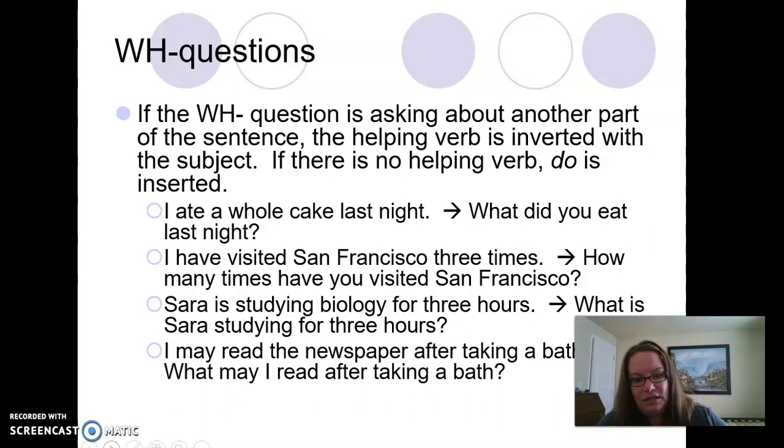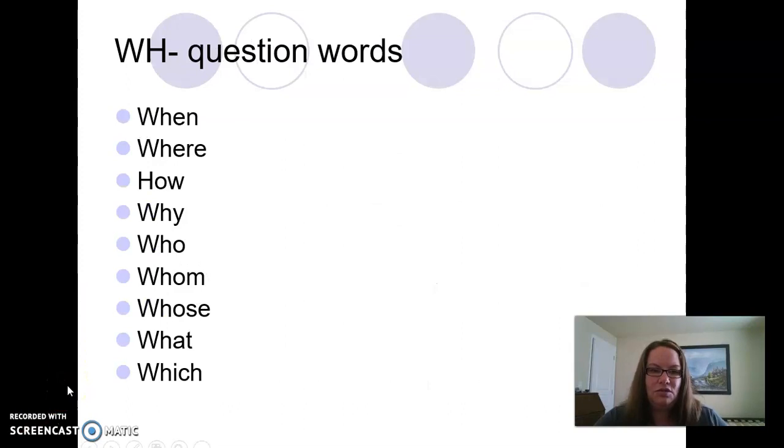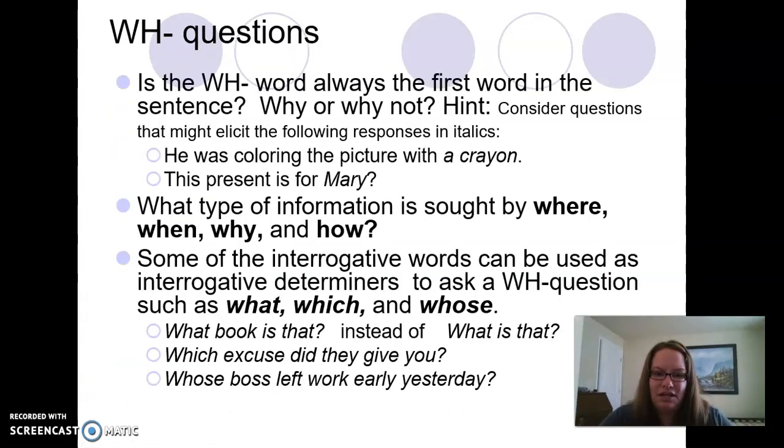Sarah is studying biology for 3 hours. We have, what is Sarah studying for 3 hours? And I may read the newspaper after taking a bath. What may I read after taking a bath? Okay. So here are WH question words. One question I have is, is it always the first word in the sentence? And why or why not?